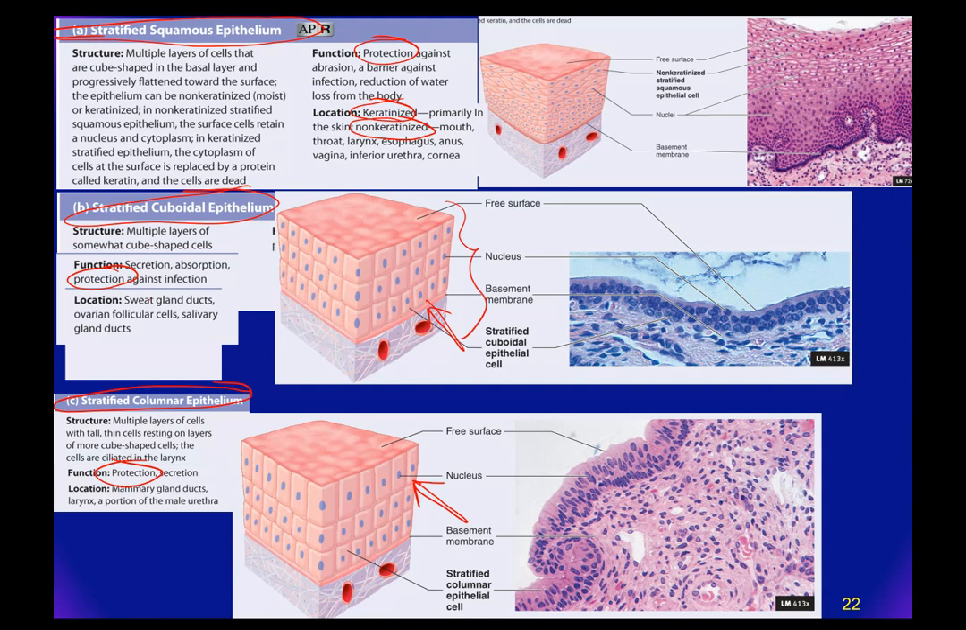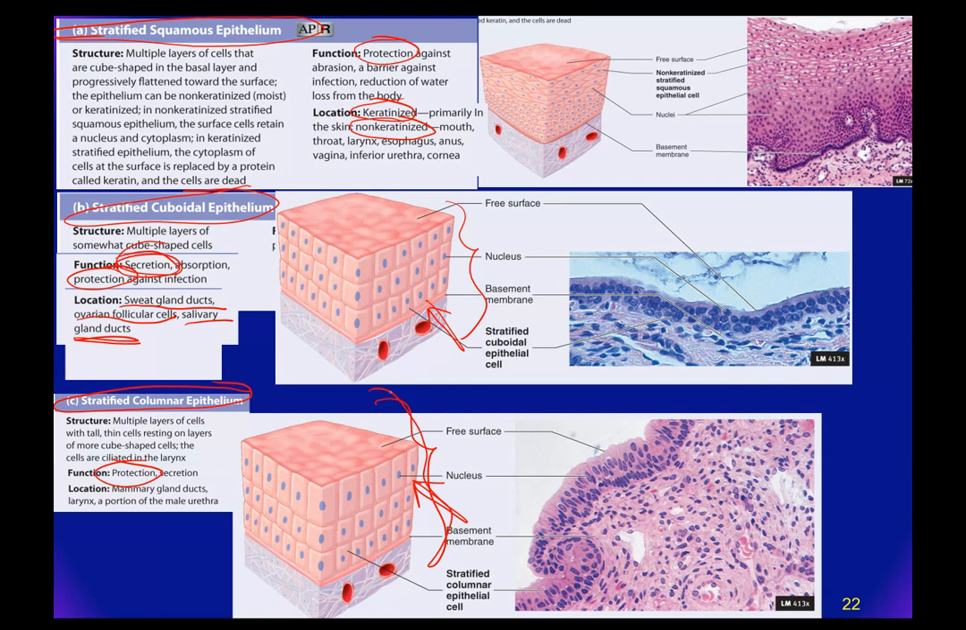Now, stratified cuboidal epithelium. You find them in sweat gland ducts, the ovarian follicular cells, and the salivary gland ducts. So salivary glands produce saliva. That's the secretion function. Sweat glands: I know you're probably going, okay, but sweat is secretion. While that's true, it also protects us from overheating. Okay?